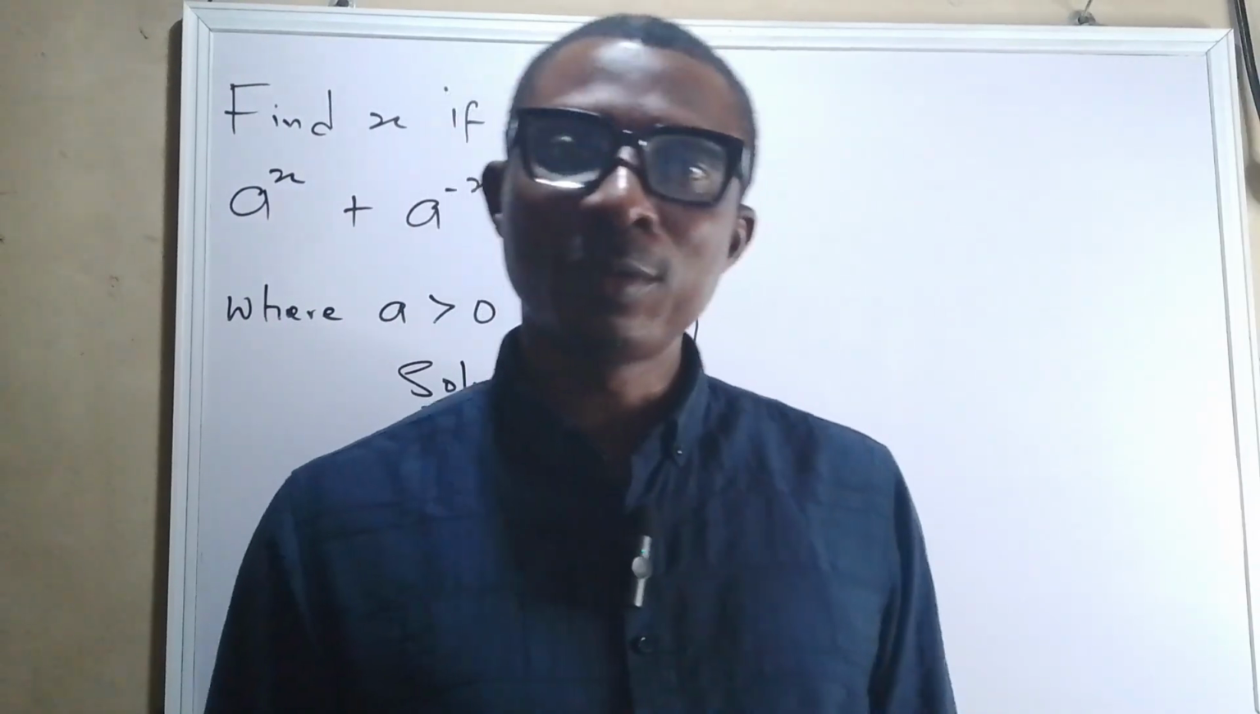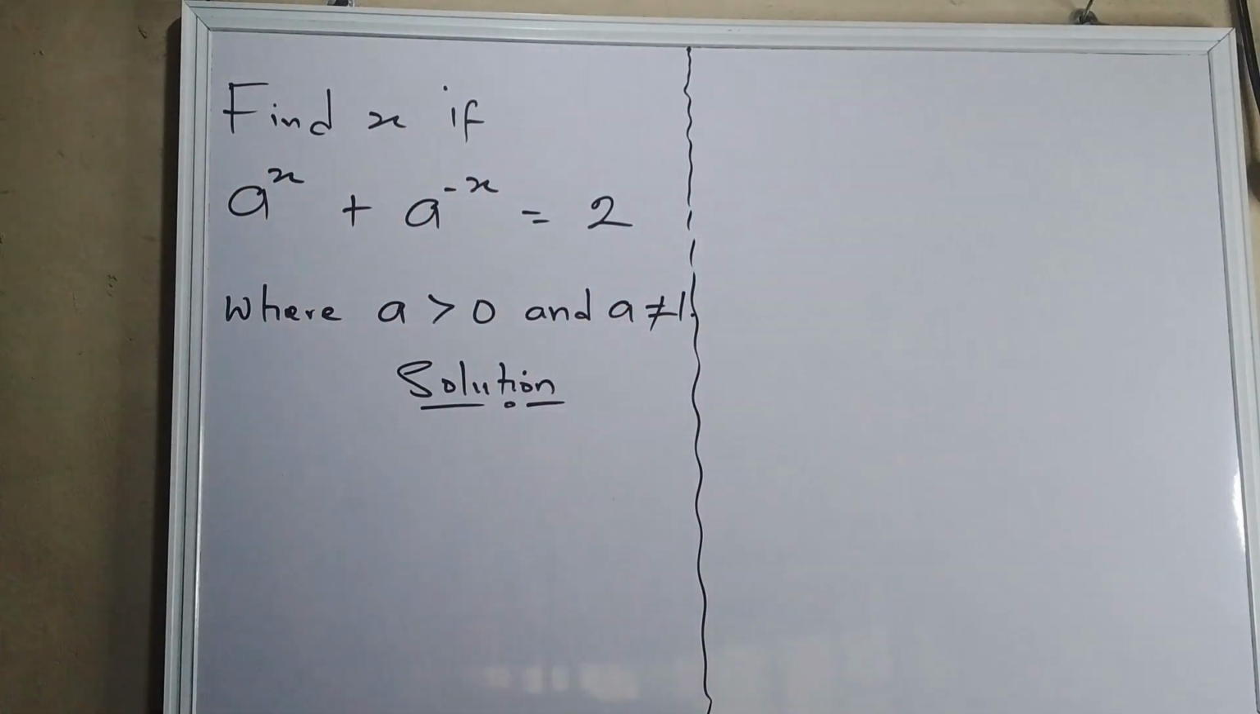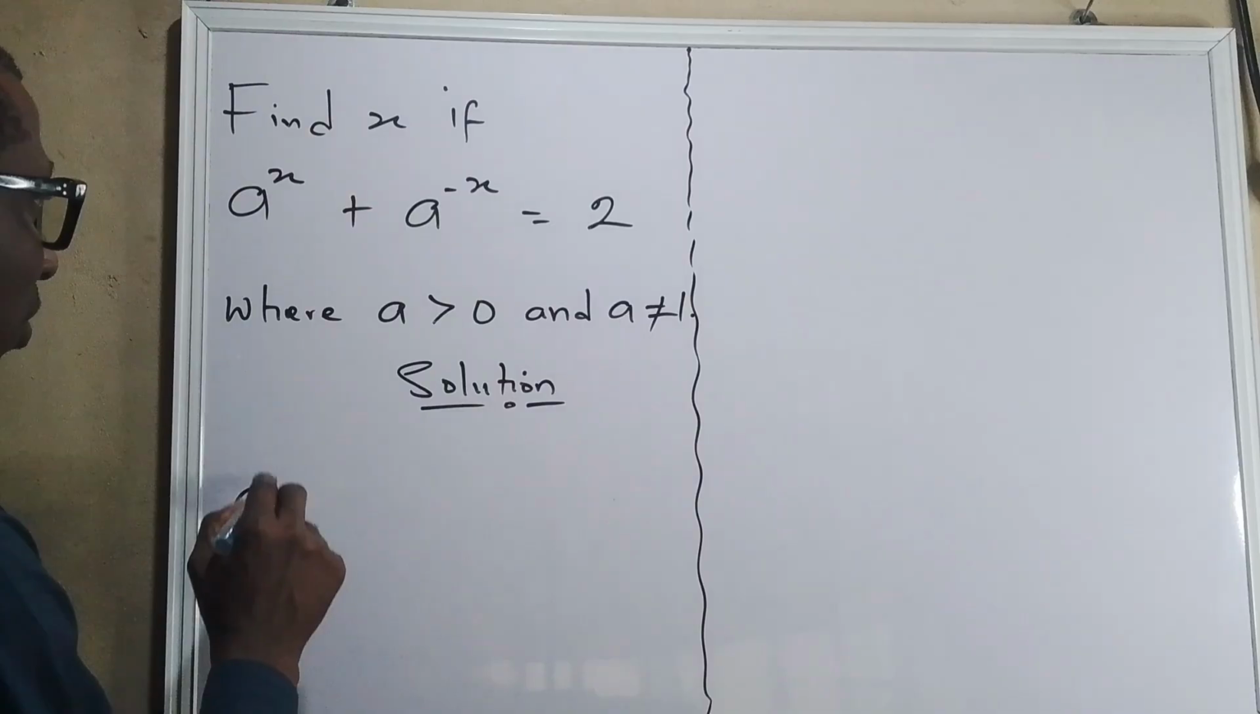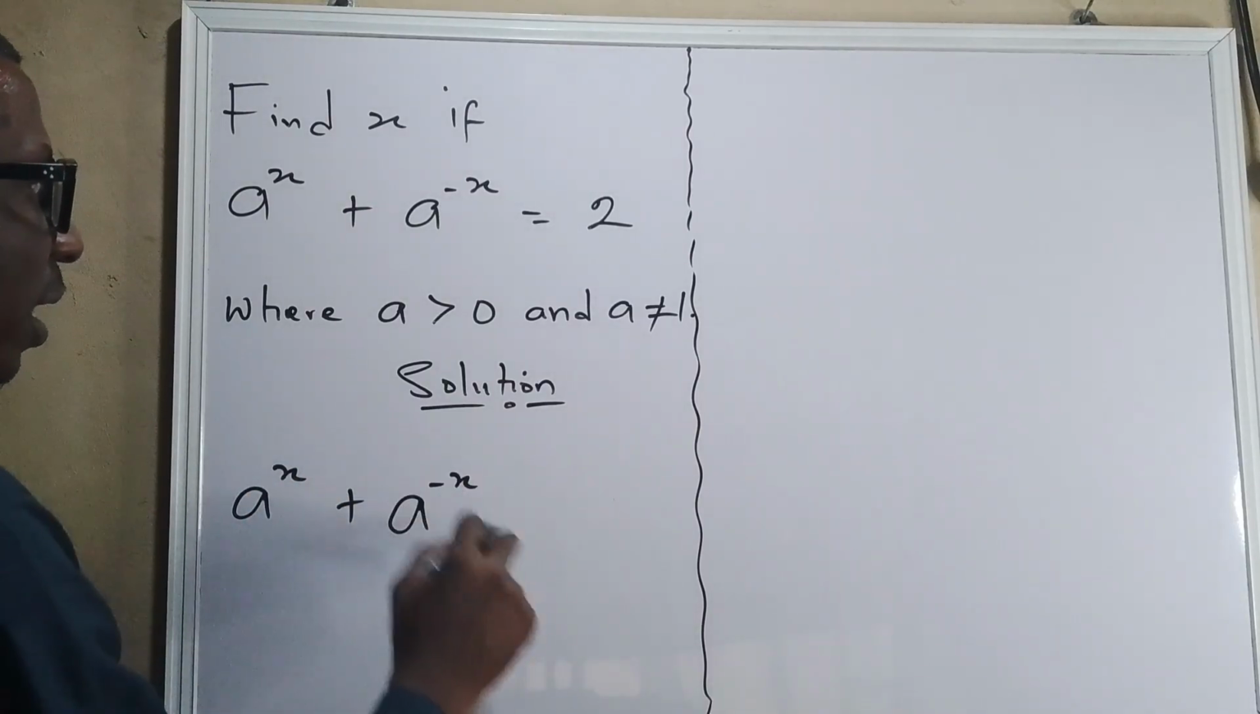Hi, can we quickly look at this problem together? Find x if a raised to the power of x plus a raised to the power of minus x equals 2, where a is greater than 0 and a is not equal to 1. And you have a raised to the power of x plus a raised to the power of minus x equals 2.